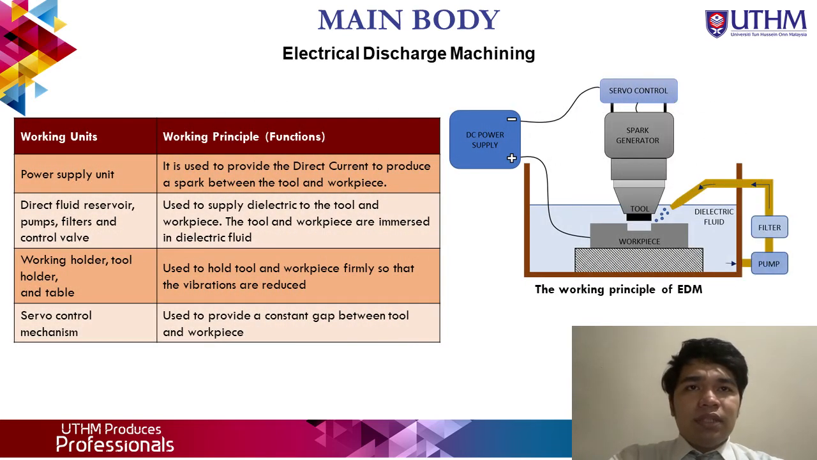Next is the working principle of EDM. There are four main working units, which are the power supply unit, dielectric fluid reservoir, pumps, filter and control valve. Next is the work holder, tool holder and table. Next is the servo control mechanism as shown in the figure.